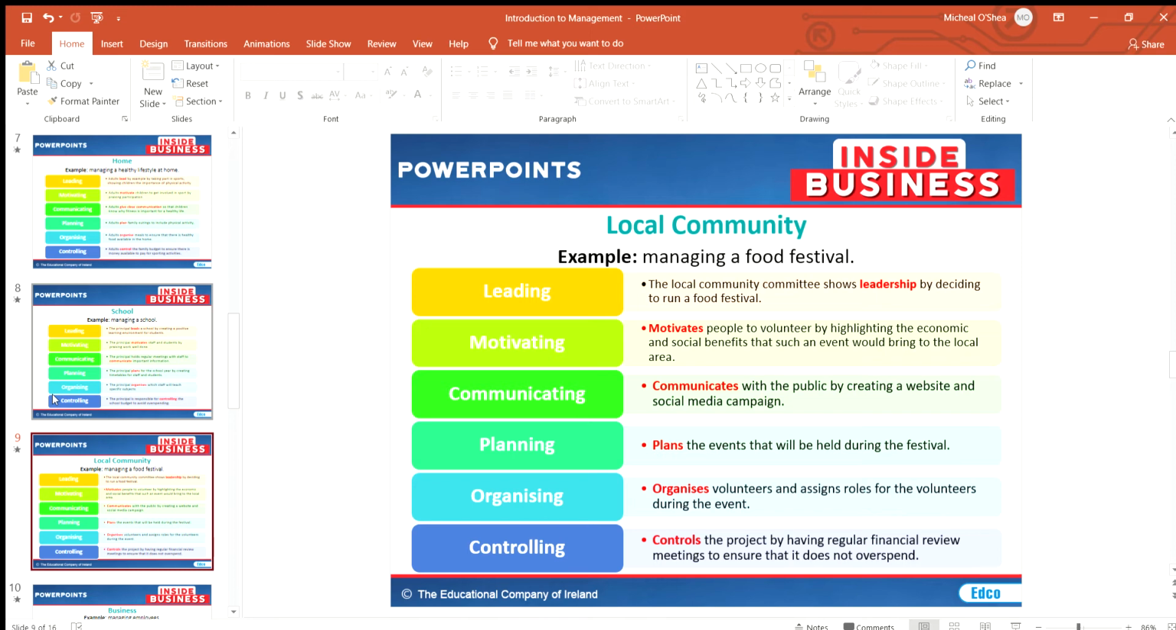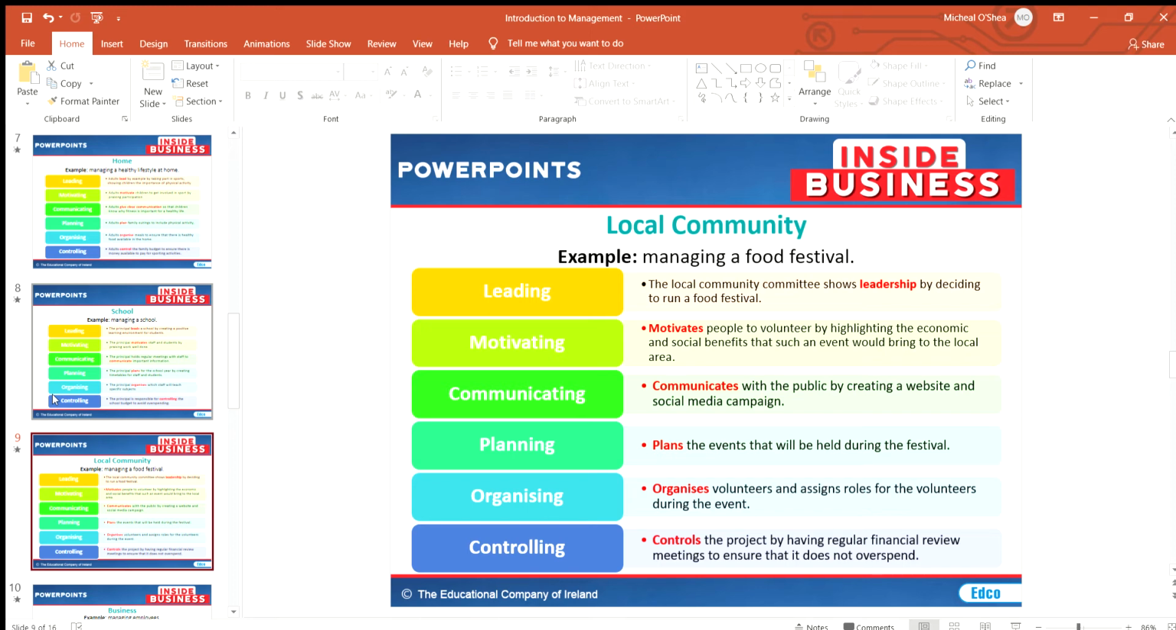So local community, so again, this is managing a food festival. If you were to be involved in a community project to open up a food festival in Castleblaney, so leadership to run the festival, motivate people to get involved, to volunteer, to show up on the day, to volunteer for stewarding, to volunteer for making some food or something like that. Communicating with people in terms of when the event is on and what's involved, planning it, organizing everything for on the day, and controlling the project by having obviously the money.